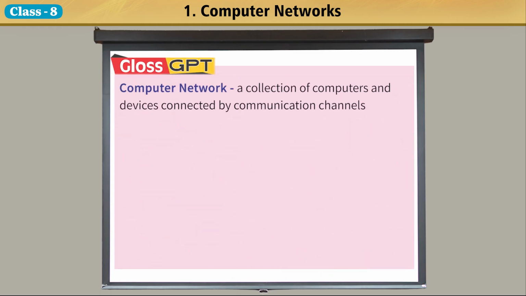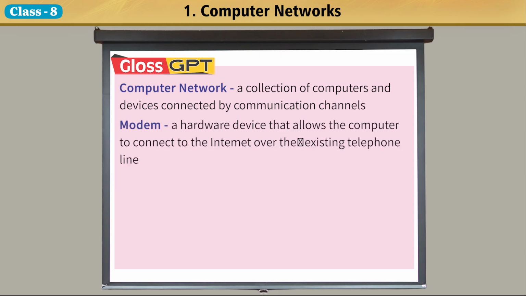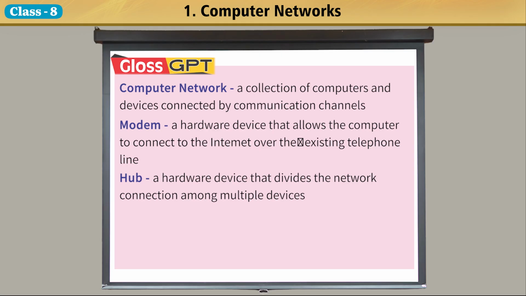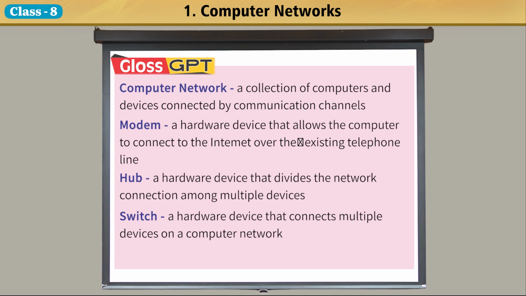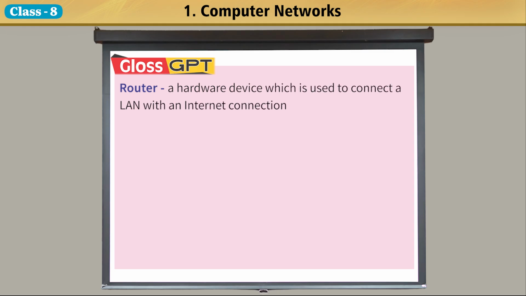Computer network, a collection of computers and devices connected by communication channels. Modem, a hardware device that allows the computer to connect to the internet over the existing telephone line. Hub, a hardware device that divides the network connection among multiple devices. Switch, a hardware device that connects multiple devices on a computer network. Router, a hardware device which is used to connect a LAN with an internet connection.